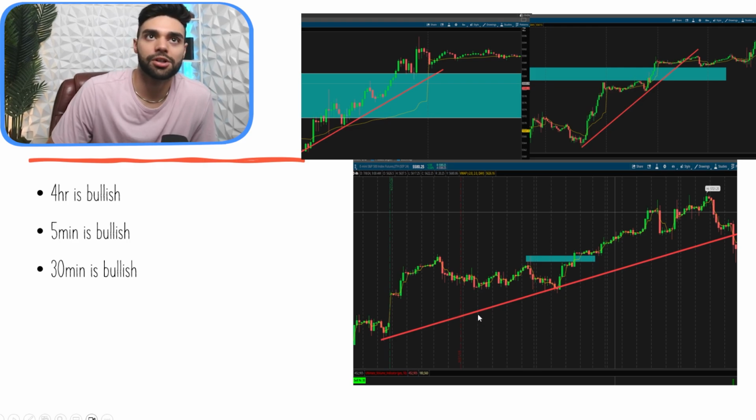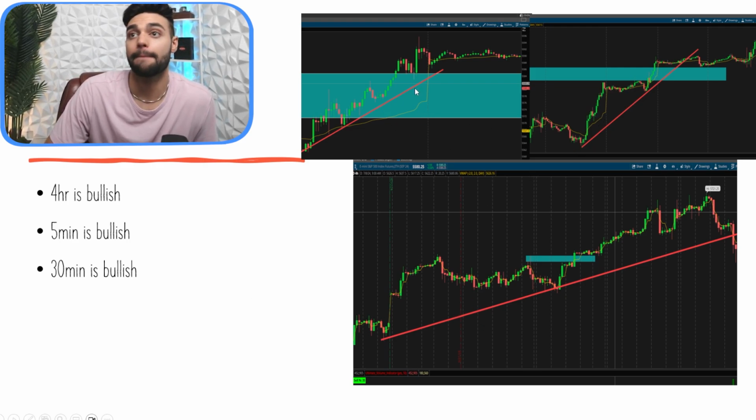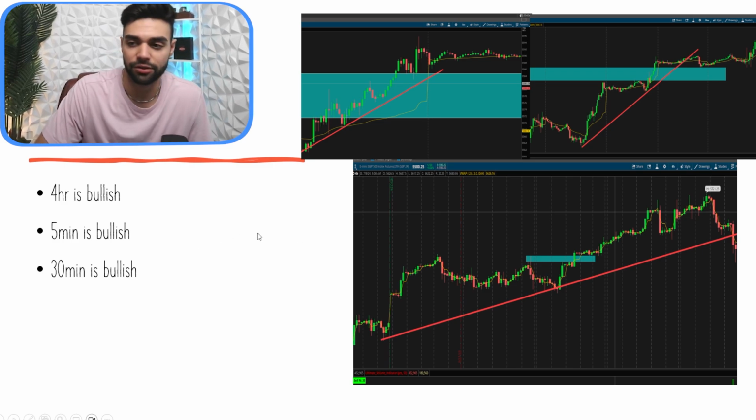What is the market structure, right? 4-hour chart is bullish. 5-minute chart is bullish. 30-minute chart is bullish. All bullish, the trend is your friend, right?